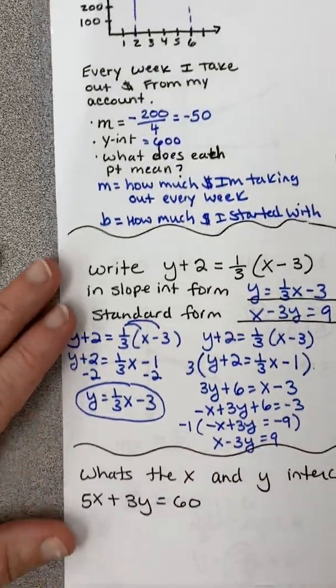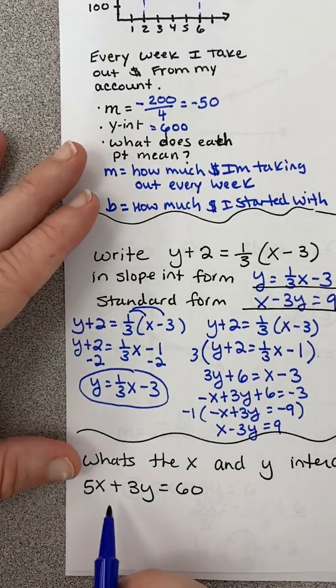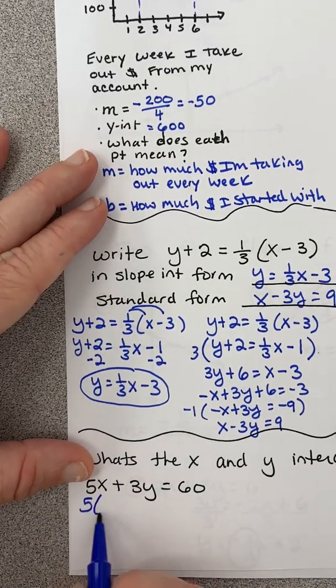Okay. On the bottom, it asks what are the x and y intercepts. So I'm going to plug 0 in here.